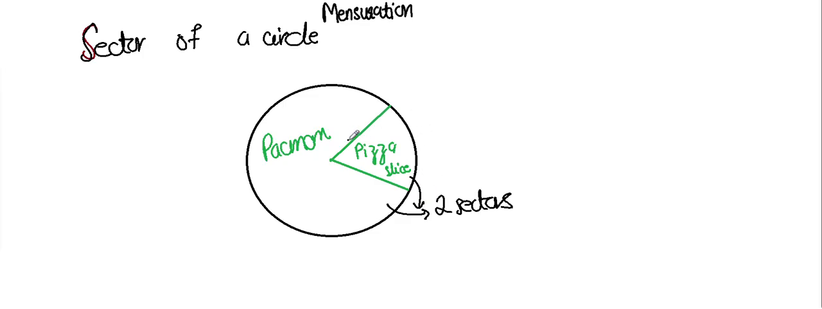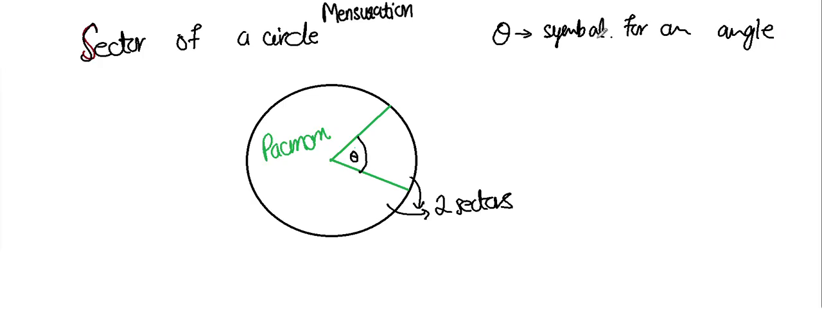Now, both of these sectors have a numerical value of an angle at which they are subtended, right? This angle. We don't know what is the value of this angle, we'll calculate that later on. But this angle is represented by a symbol of theta. This is a symbol for an angle. Everyone?